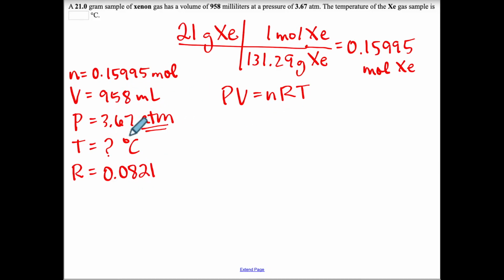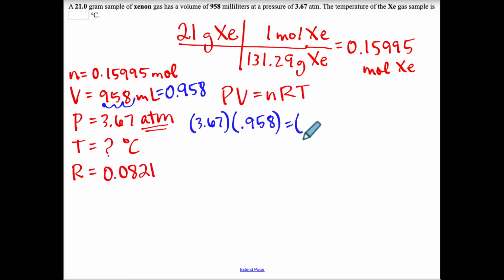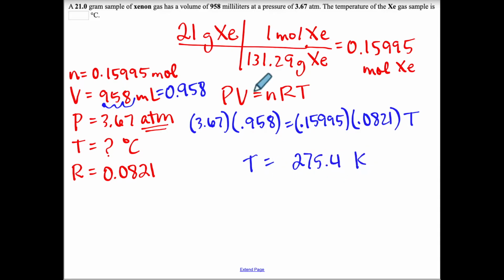So let's plug things in. P is 3.67, V is in milliliters, and we've got to change that to liters for the ideal gas law. So 0.958 liters. N is that number we calculated, 0.15995. R is 0.0821. And T is what we're trying to solve for. All right, we do the math and we get T to equal 275.4 Kelvin. But since our answer wants Celsius, we subtract 273 and we get 2.4 degrees Celsius.